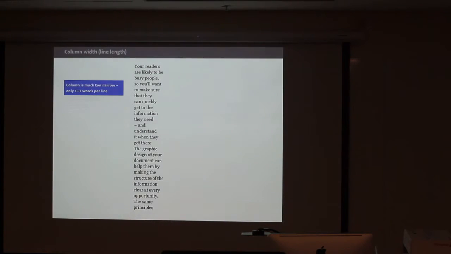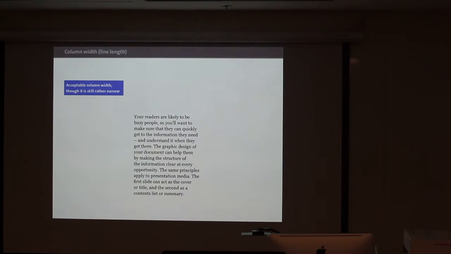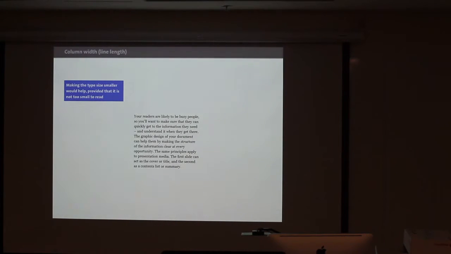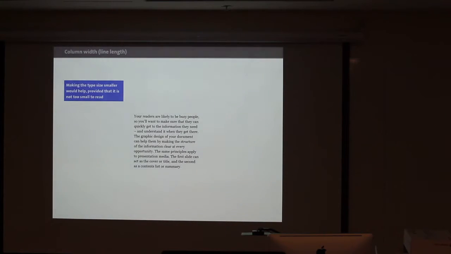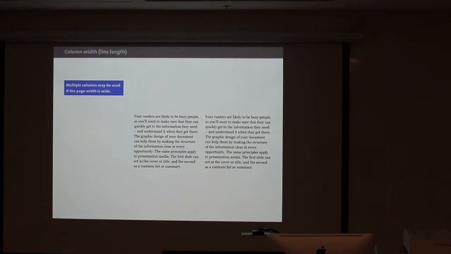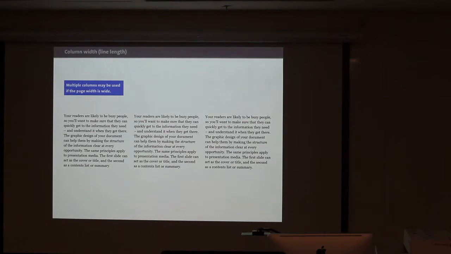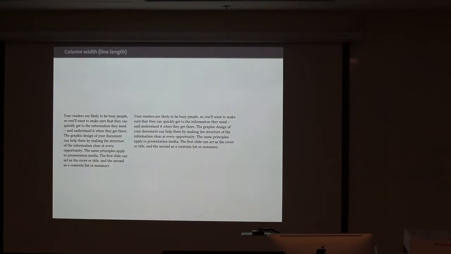Too narrow is obvious: one to three words per line. This is still a little bit narrow. If it's for a short bit of text or a caption, that's okay. If you make the column the same width but make the type smaller, this is a little bit better. If you have a column width that's this wide with a smaller type size, you can have more than one column of text. But be careful not to do this.